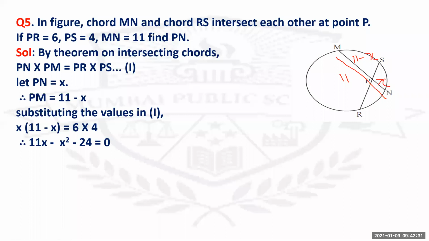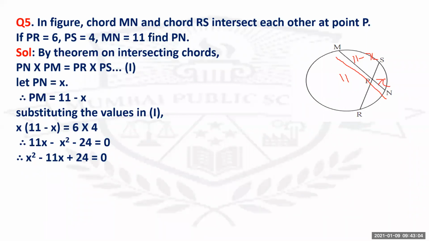Now check. This is in the form of a quadratic equation and the value of x square is negative. So what you're going to do is make that positive. That means you're going to multiply the whole equation with minus 1. When you multiply the whole equation with minus 1, what do you get? You get x square minus 11x plus 24 equals 0. So whatever values were positive will turn negative and your negative values will turn positive.